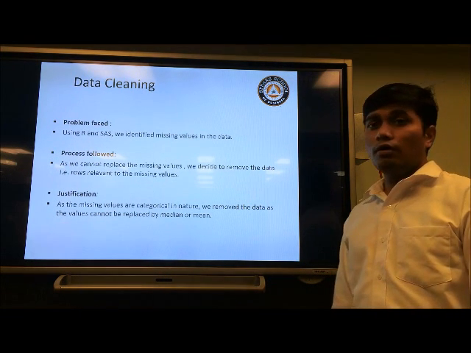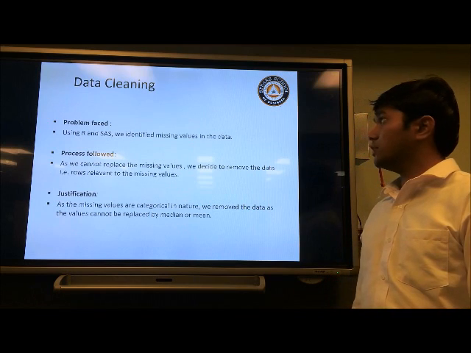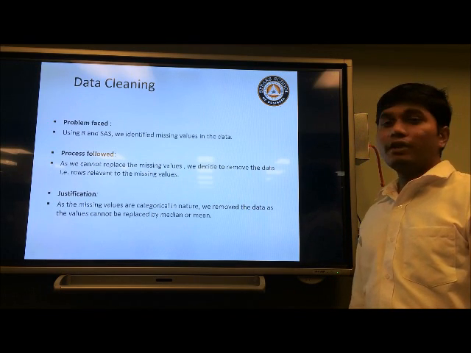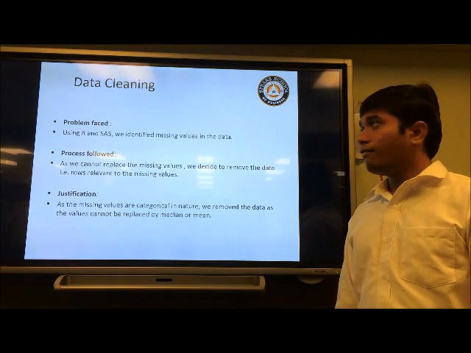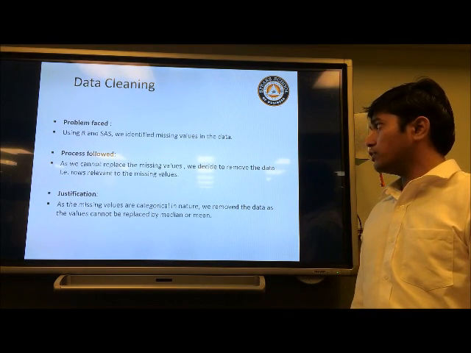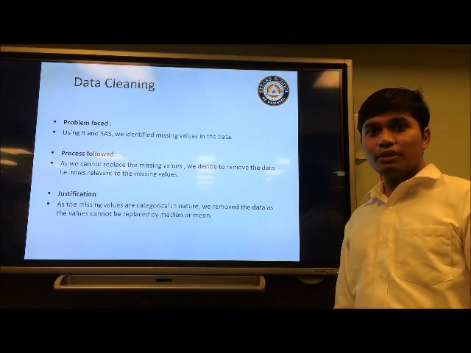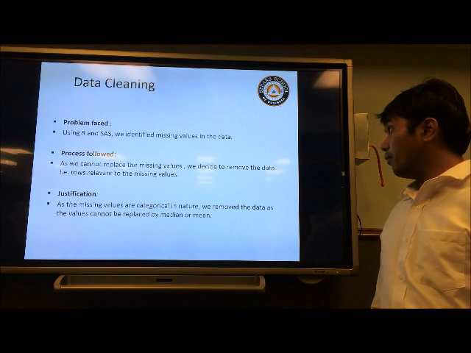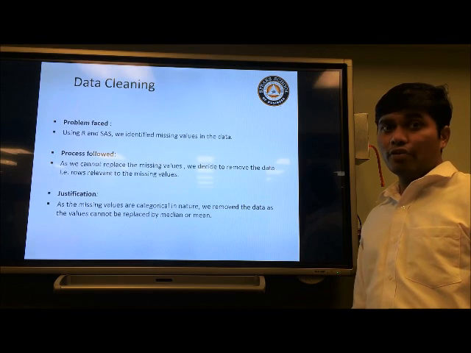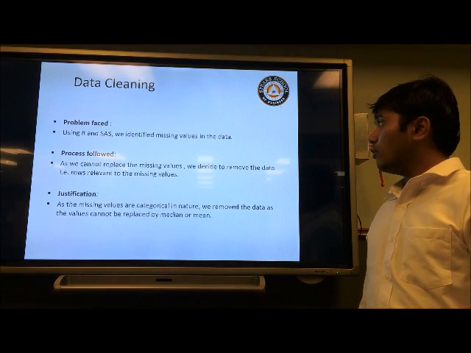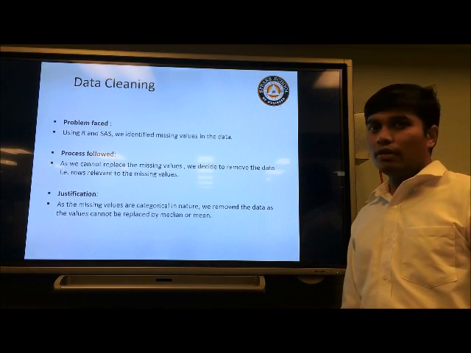After we sorted out this single data sheet, we identified there were missing values using the R and SAS tools. The process we followed was to replace the missing values, as we cannot remove them or replace them by mean or median, since this is a categorical variable, and this value was related to the race in the data.